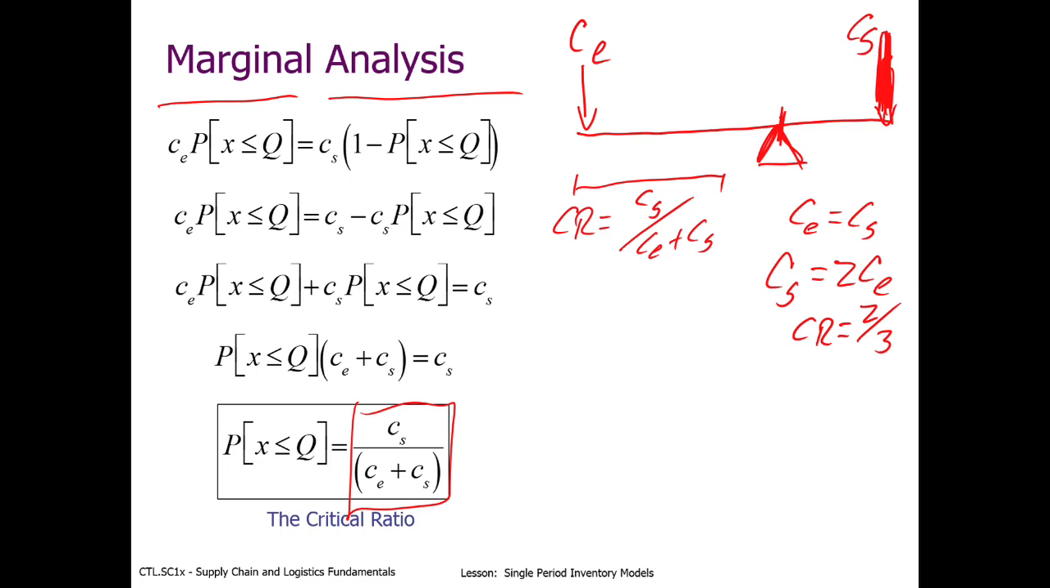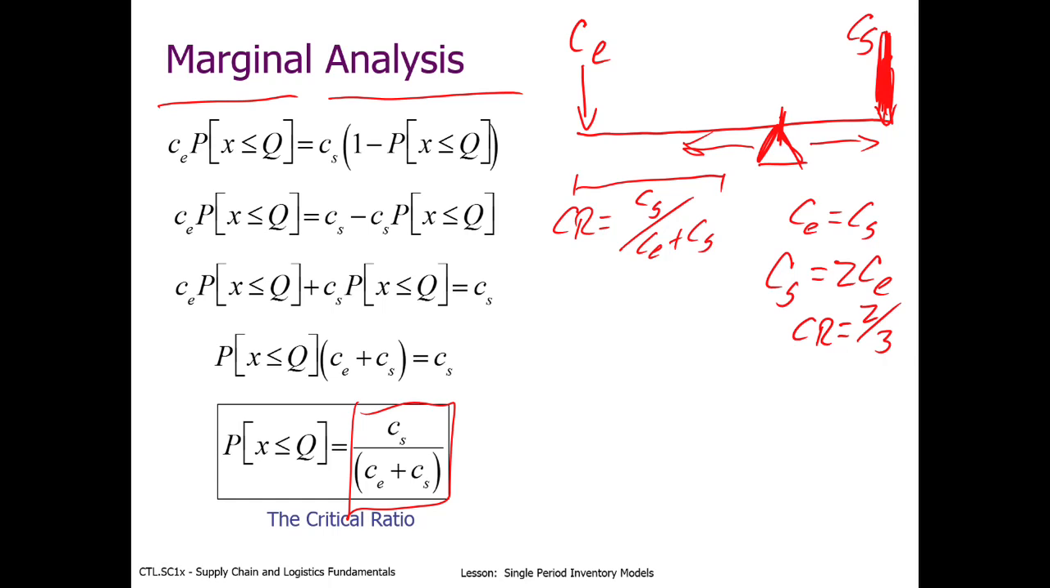So as my C sub S gets bigger, my cost of being short, my critical ratio gets bigger and the fulcrum moves closer to that end. Just like a seesaw, you could look at it the other way. If C sub E got really big in proportion to C sub S, then the fulcrum would move the other way. So you can think of it as just a balance. Where is the balance between the two?